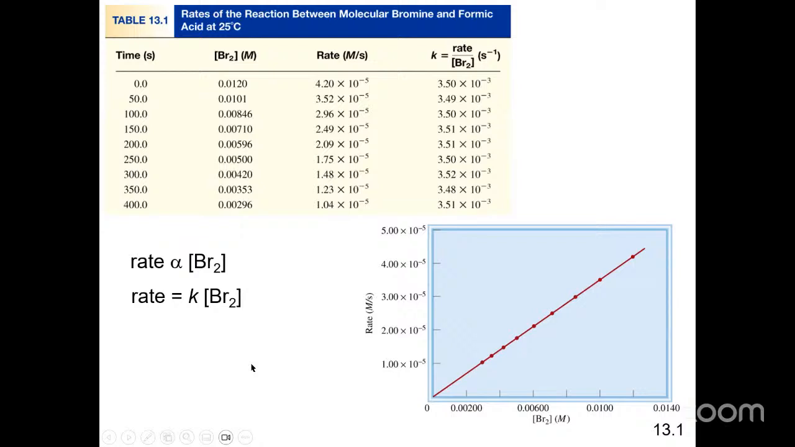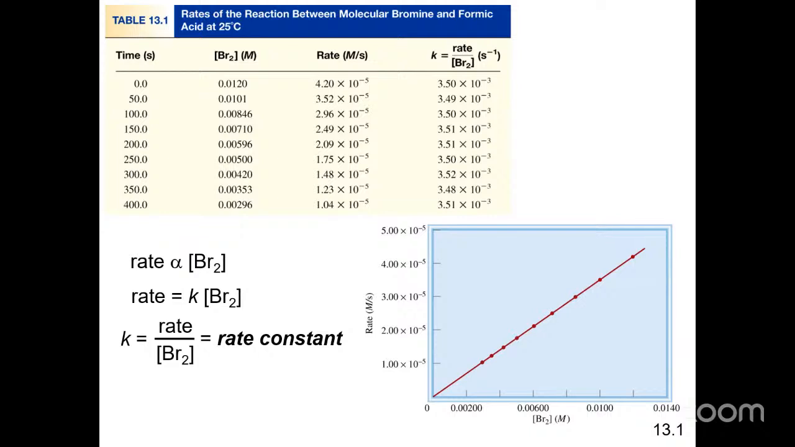So another way of expressing this equation is rate is equal to K times the concentration of bromine, which means that K is equal to rate divided by the concentration of bromine. And that K is given a special designation. It's called the rate constant for the reaction, all right?